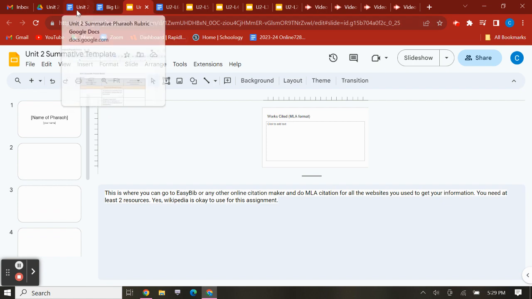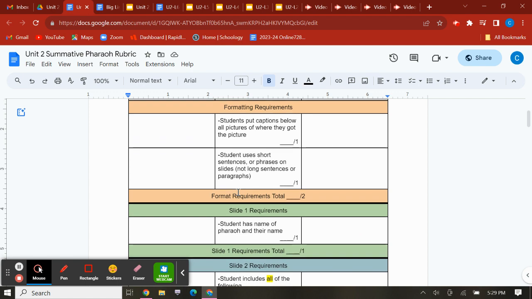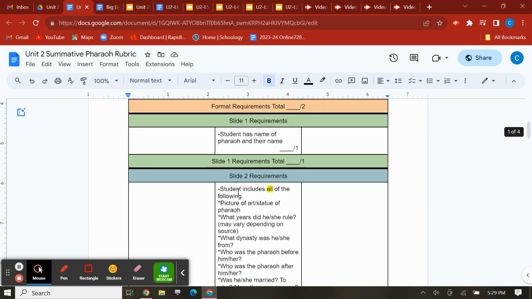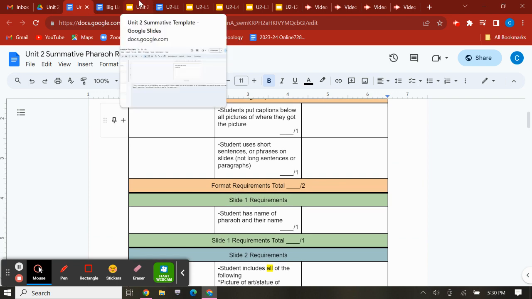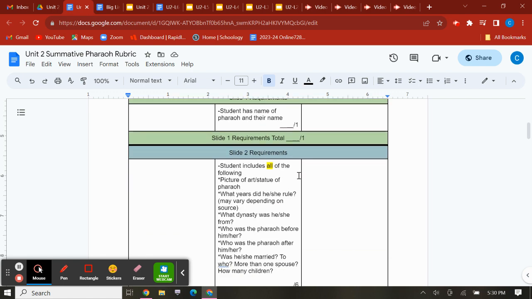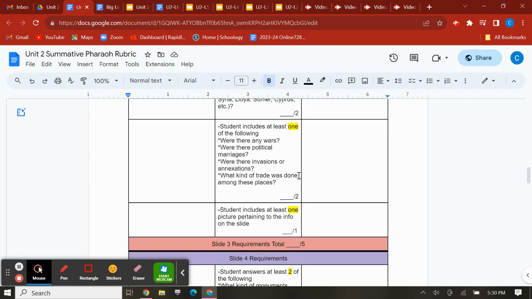You will also see that linked on the Schoology page is the rubric. So here's the rubric here. It is pretty much the same thing that I tell you on the slideshow. Just make sure that you have at least one picture on each slide, because slideshows are boring without pictures.